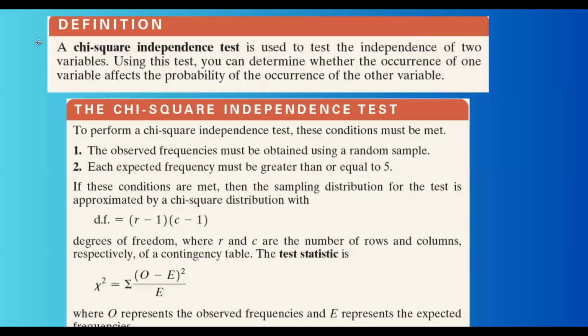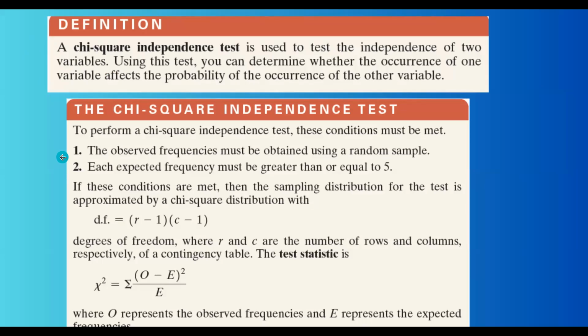Definition here. A chi-square independent test is used to test the independence of two variables. Using this test, you can determine whether the occurrence of one variable affects the probability of the occurrence of the other variable. To perform a chi-square independent test, these conditions must be met.